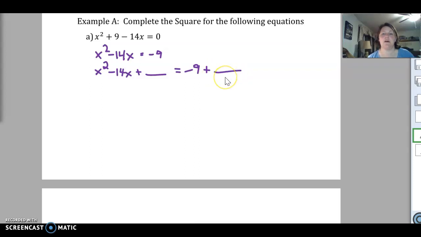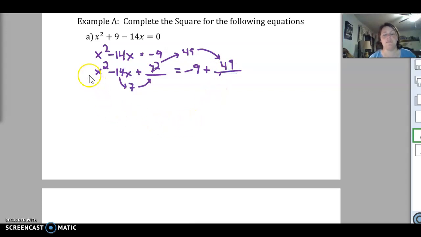Okay. Now we're ready to go ahead and complete our square. So I'm going to take half of 14, which is 7, and then I'm going to square that, which becomes 7 squared here. Now when I bring it over to the other side of the equal sign, I want to write it as what 7 squared actually is, which is 49.